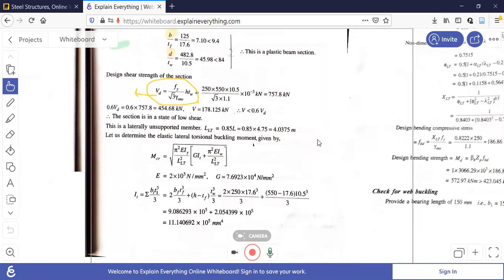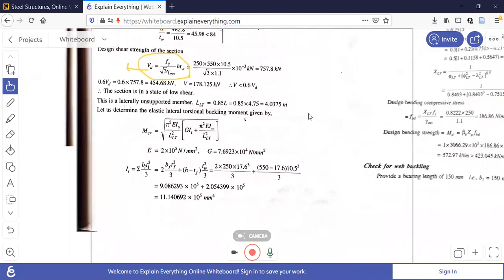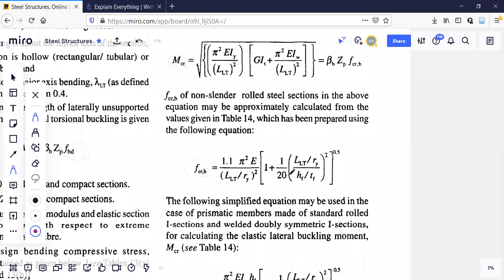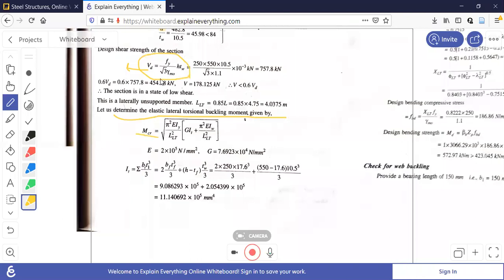Now the solution is solved in a slightly different way. Observe this. I'm going to calculate here elastic lateral torsional buckling. This is MCR, which I have not done in the previous examples. So you have to check that page here. See this one. This is here, MCR. You have to calculate this one. In that code book, it is there.